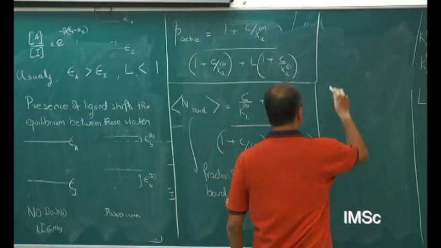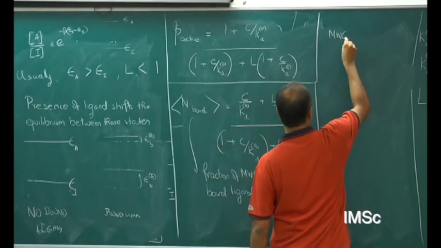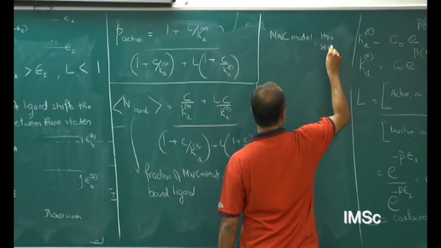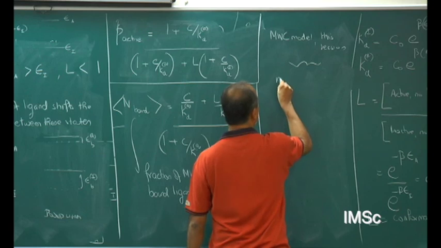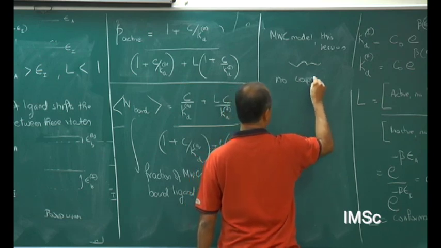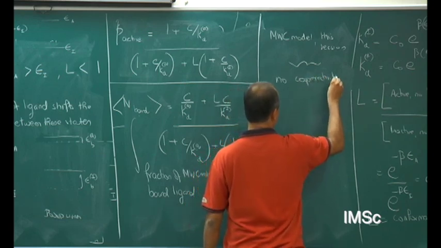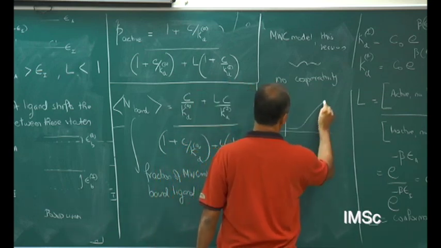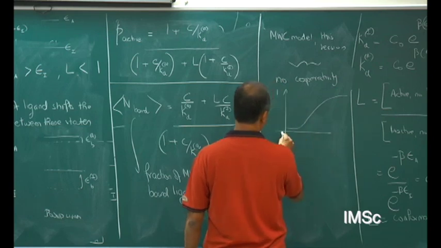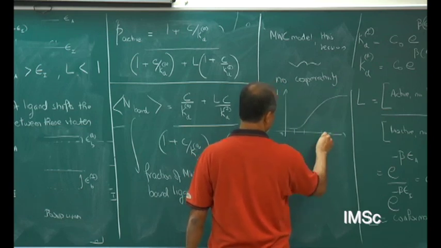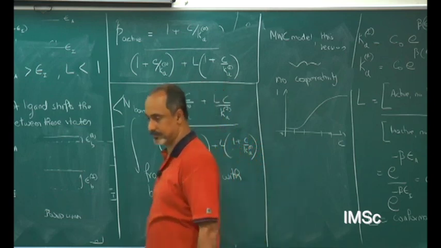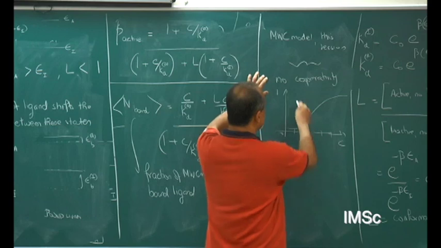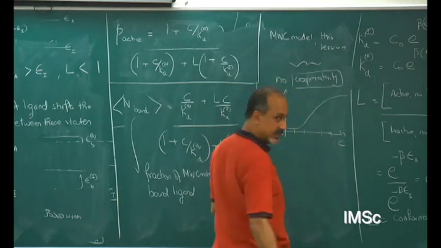It's important to note that this version of the MWC model has what's called no cooperativity. So if I computed, for example, P active, that's some function that would look like this, slowly varying between 0 and 1 as a function of the concentration on this axis. By cooperativity, what I mean is something a little more complicated.